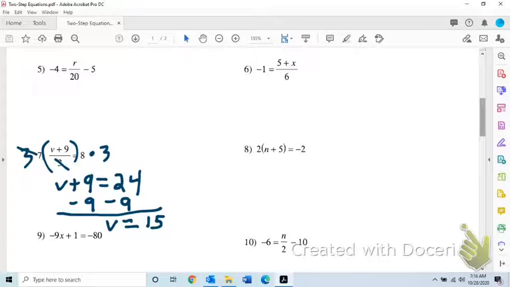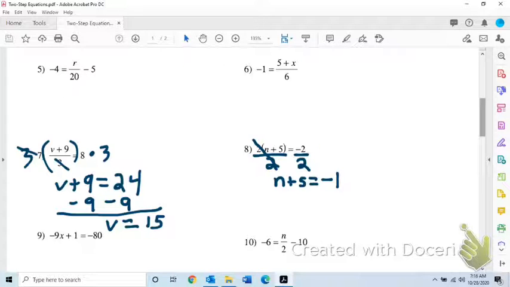Number 8. So this is 2, and remember, those parentheses mean multiplication. So we have 2 times n plus 5 equals negative 2. What we want to do is divide both sides by 2, because those parentheses kind of work as a wall that we need to get rid of before we can isolate our variable further. 2 divided by 2 is 1, so that cancels out. We get n plus 5 equals negative 1.